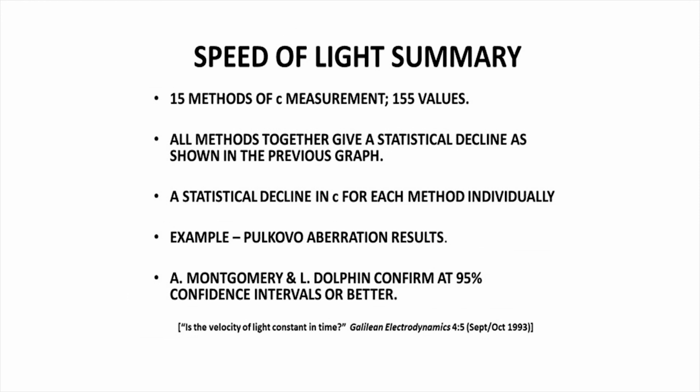Each of the 15 methods of measurement show a statistical decline, just as the Pulkovo results do. All 155 determinations together also show a decline. Statistician Alan Montgomery and physicist Lambert Dolphin did an independent analysis. They re-examined all the data and confirmed that there was a decline in the value of C that was statistically significant. The trend was significant at the 95% confidence interval or better. Their analysis was published in a peer-reviewed science journal in 1993.